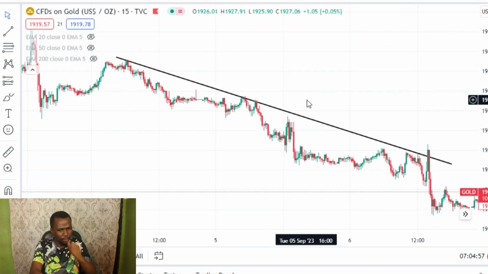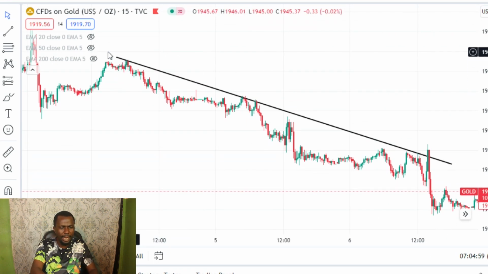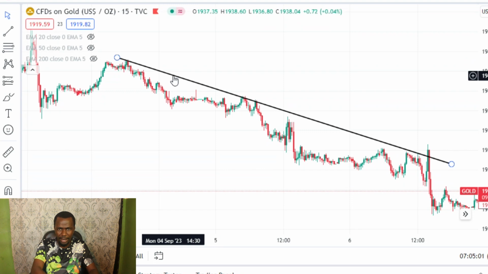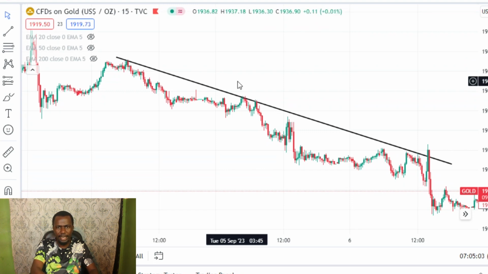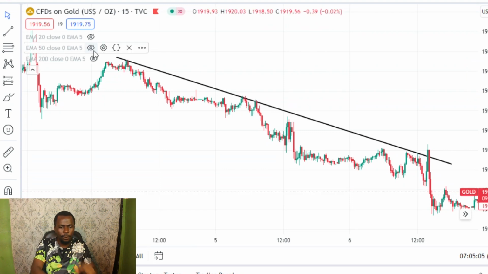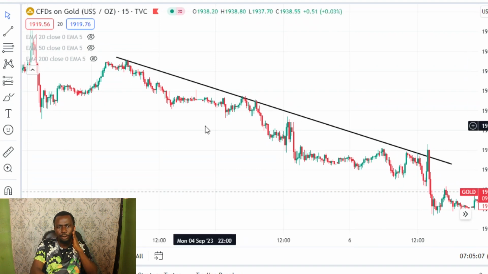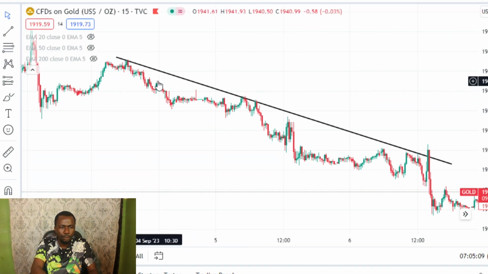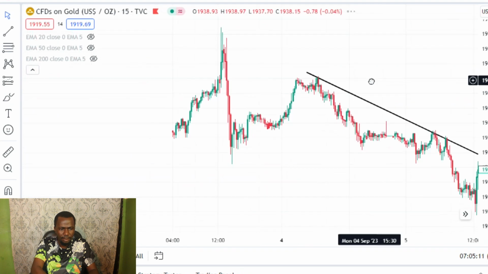Now, you can see what I'm talking about. You connect the highs of the market because the price is clearly in a downtrend. So you have connected your trend line. So what are you doing? You are waiting for price to test this trend line. Okay?